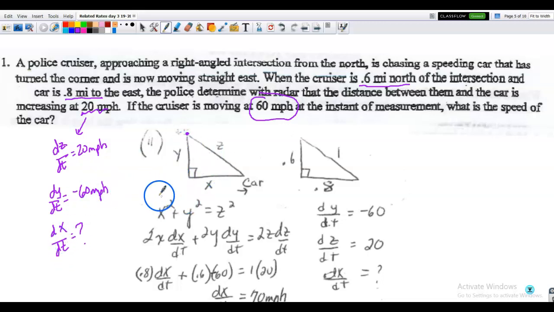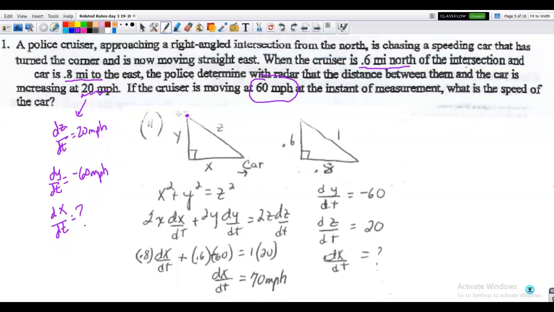Okay, so we begin with our Pythagorean theorem. It's pretty classic. x squared plus y squared equals z squared. Take the derivative on both sides, and don't forget the chain rule, and divide out the 2's. I know that the distance of the police cruiser is 0.6, so that's my y value. The distance of my getaway car is 0.8, and by the Pythagorean theorem, that leaves z to be 1. So I'm going to substitute the 0.8, the 0.6, and the 1. I know I'm looking for dx/dt.